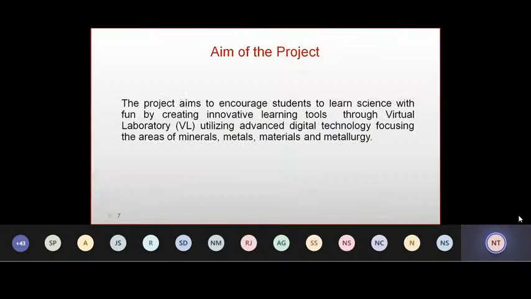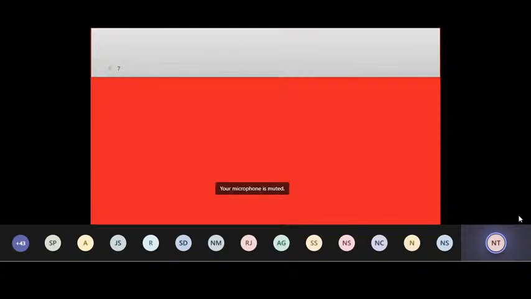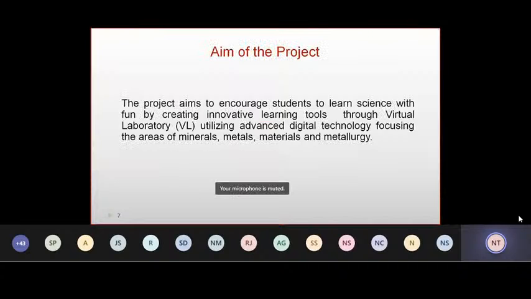Now, the aim of the project is to encourage students to learn science with fun by creating innovative learning tools through a virtual laboratory, utilizing advanced digital technology, focusing on the areas of minerals, metals, materials, and metallurgy. So that is our objective.